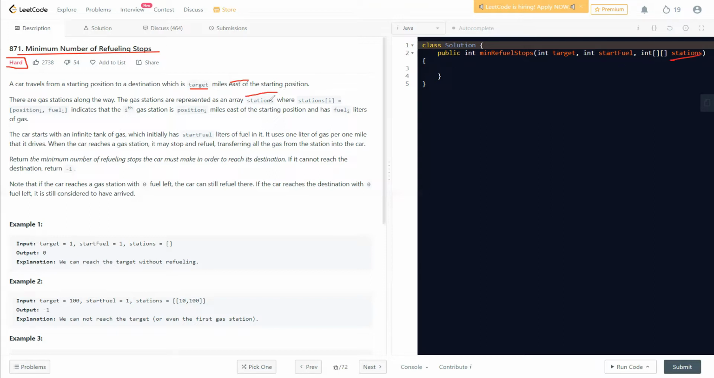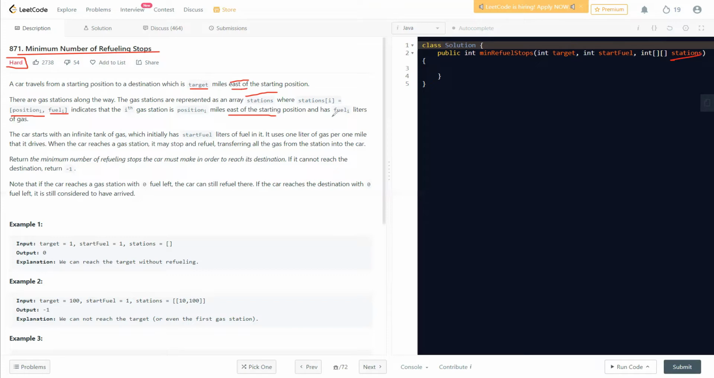So these are the gas stations given, and each of the stations is given as the position of the station and the fuel. So what is position? Position means that this i-th gas station is located at 13 miles from the starting position. 13 miles east of the starting position. We are moving east. So 13 miles east from the starting position. So that is the position, and remember these are positions from the starting position, so from the zeroth position we are moving towards it.